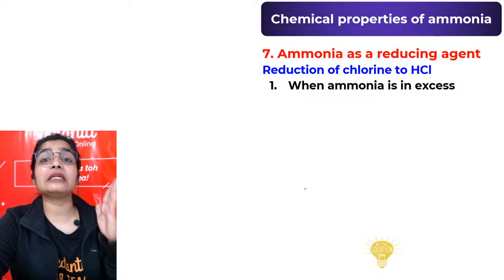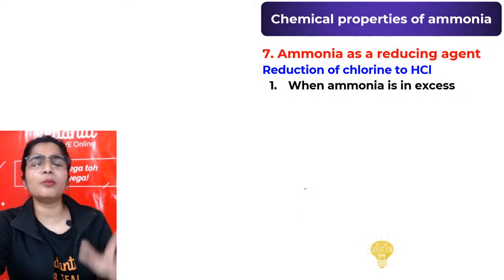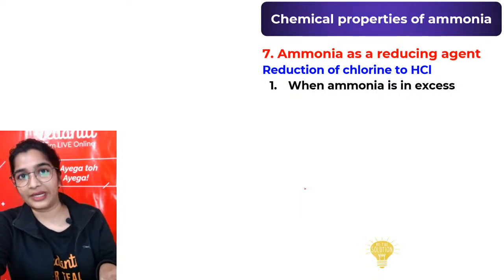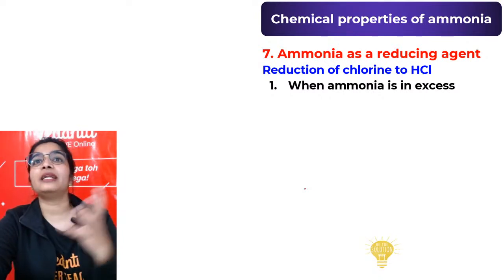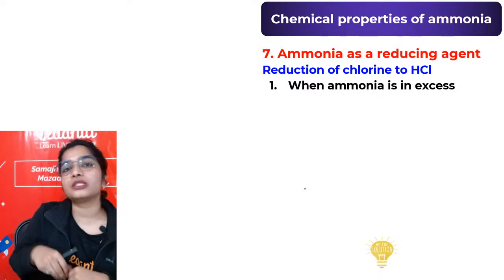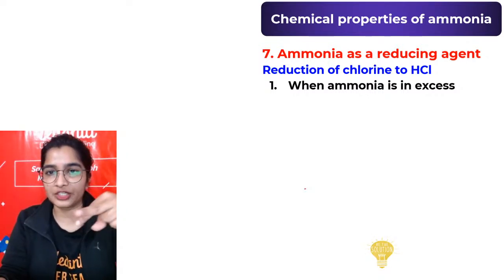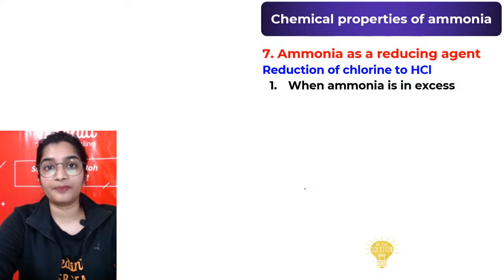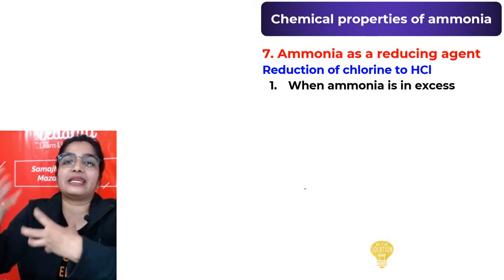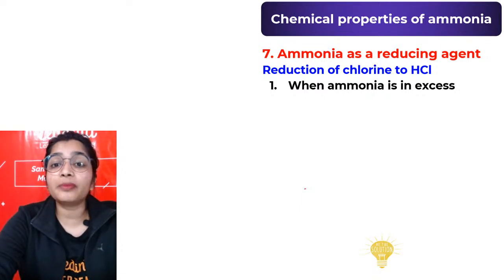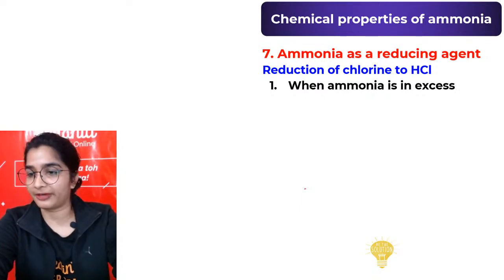So ammonia as a reducing agent. Now ammonia, it was oxidized, right? So if it has to act as a reducing agent, obviously it has to undergo oxidation and reduce the other. So here we have two different conditions. When you take ammonia as an excess reactant, the products formed will be different.